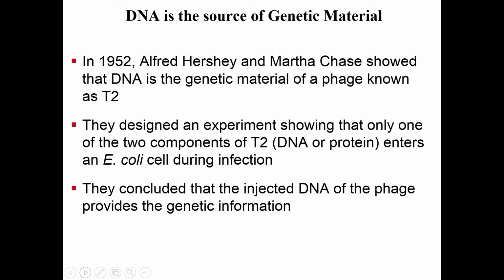Alright, so here we have our second experiment, 1950s. We have Hershey and Chase. Hershey and Chase are the ones that are credited with the fact that DNA is labeled as a source of genetic material. Alright, so they designed a cute little experiment where your virus has been labeled so that the DNA is labeled with one radioactive isotope, and the proteins of the virus are labeled with another.